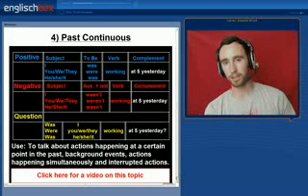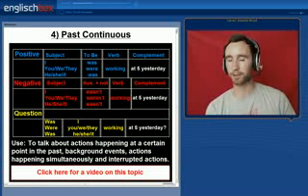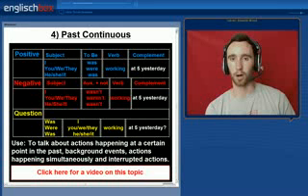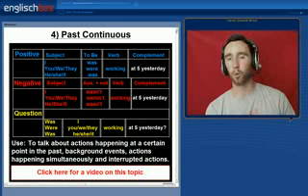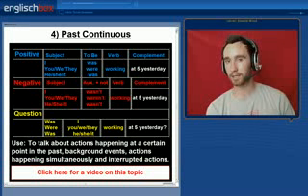The past continuous. The past continuous, again, a similar structure to the present continuous, but instead of using am, is, or are, we use was and were in the auxiliary. For example, I was working at 5 yesterday. Negative, we make the auxiliary negative, the verb to be. I wasn't working at 5 yesterday.